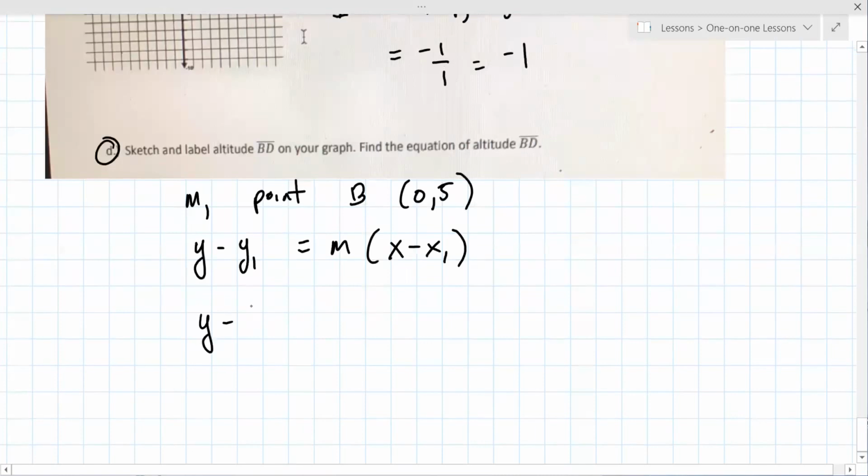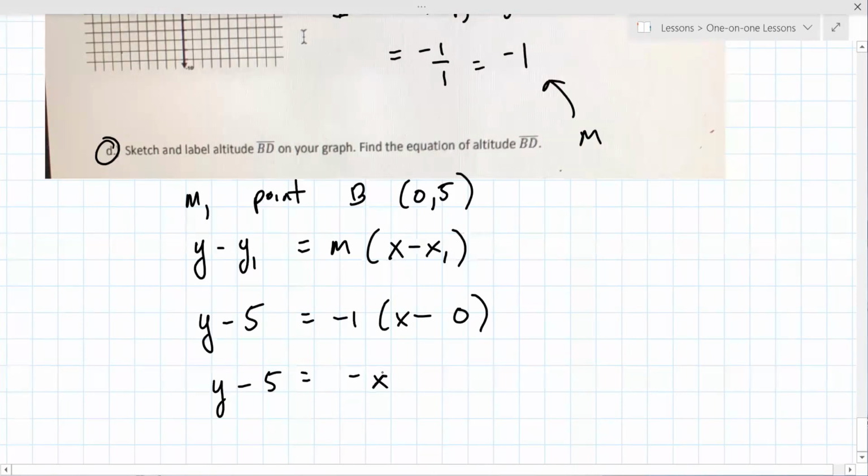So we have y minus 5 equals your slope, negative 1, times x minus 0. This one probably is worth simplifying. So you get negative x, and then you add 5 to both sides. You get y equals negative x plus 5.